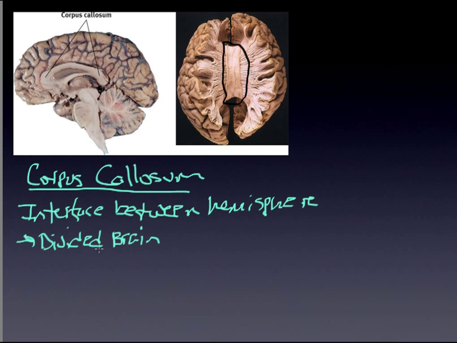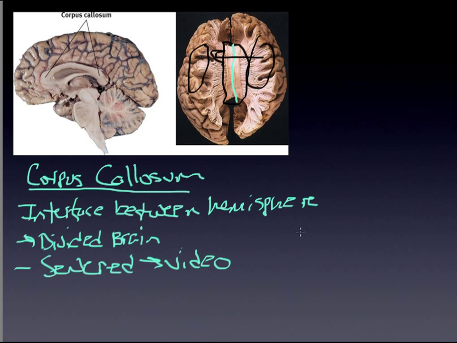You'll see interactions with people who have had the corpus callosum severed because of epileptic seizures. And there's actually a video online that you can look at and see what happens with somebody who has this divided brain when this area right down the middle is cut, so that the epileptic seizure doesn't cascade from one hemisphere over here into the other hemisphere over here. A lot of the research that we've done and found out about the various functions of the hemispheres has been found out because of these severed corpus callosums.